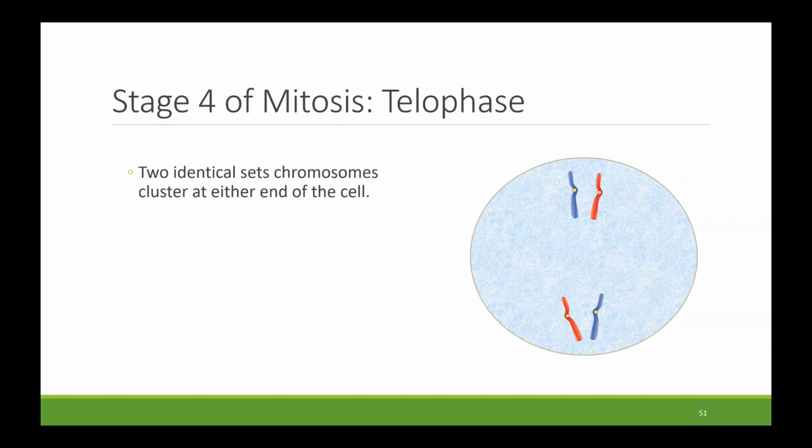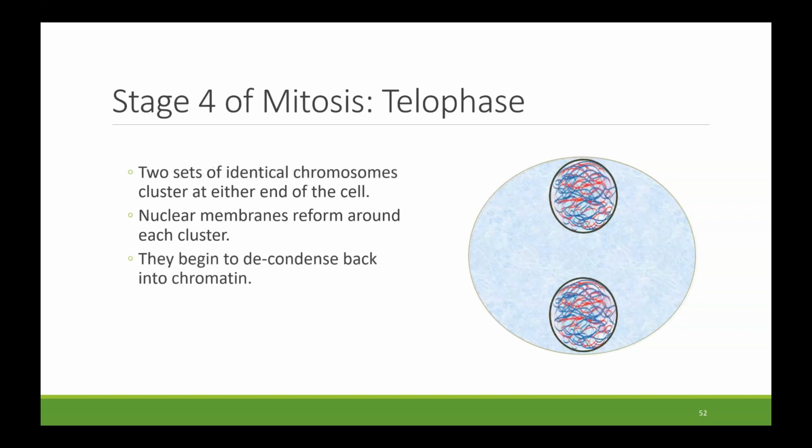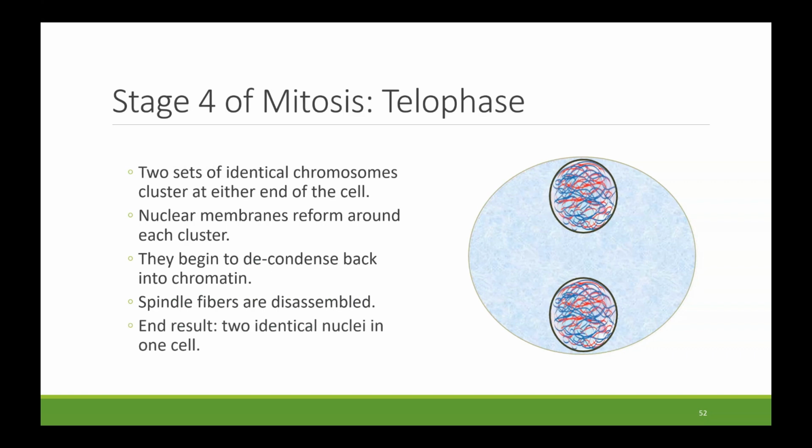During telophase, things are winding down. There are now 2 identical sets of chromosomes at either end of the cell. These will form the basis of the 2 nuclei that are going to be passed down. So a new nuclear membrane will form around each cluster, and then the chromosomes will begin to decondense and unwind back down into the loose strands known as chromatin. The spindle fibers are also disassembled because they've played their role and they're finished. And the end result of all of this is that there are now 2 identical nuclei within this one cell.